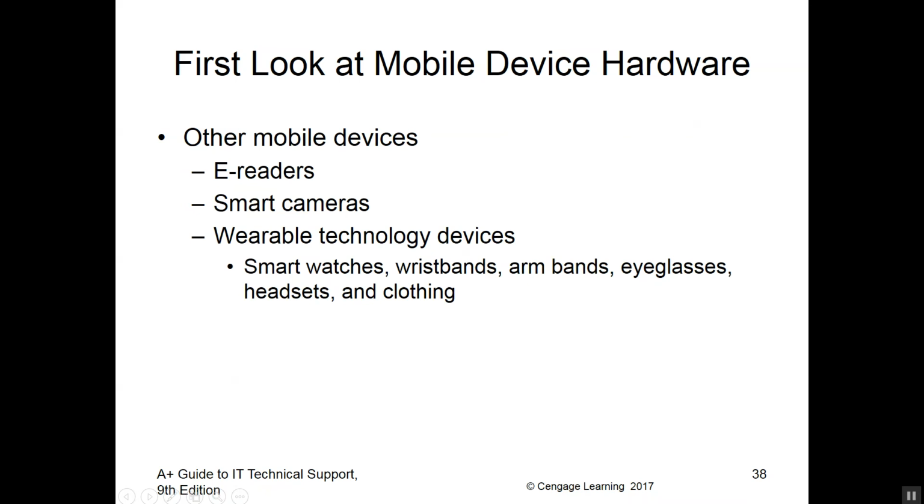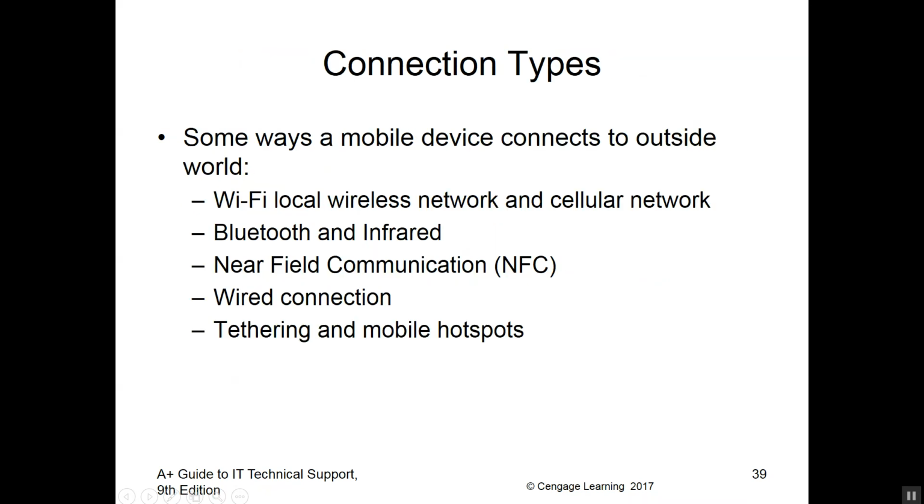So let's look at different connection types. Now, some ways mobile devices connect to the outside world are Wi-Fi, local access, and a cellular network. We've got Bluetooth and infrared, near field communication or NFC, a wired connection, and tethering and mobile hotspots.